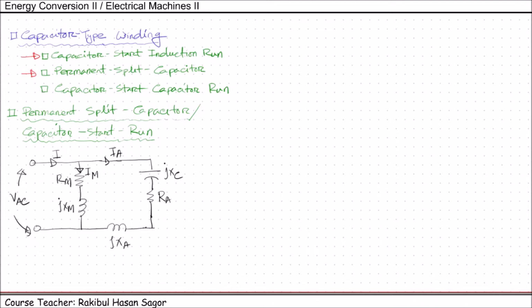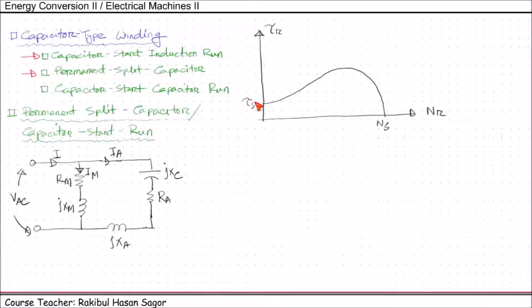So if we draw the torque speed characteristics curve for the capacitor start run motor, it will look like this. We have NR here, tau R here, and it will follow this type of curve. This is synchronous speed. We can see it has very low starting torque, actually lower than the capacitor start induction run motor, but the curve looks like the one we got for the three-phase induction motor case, and it will have a smoother running condition.